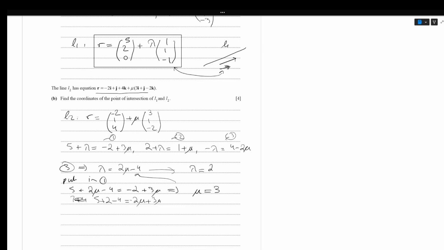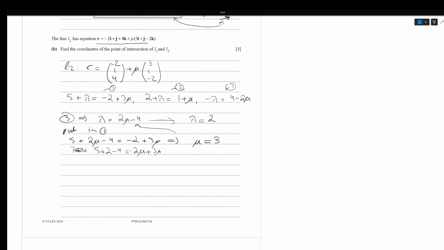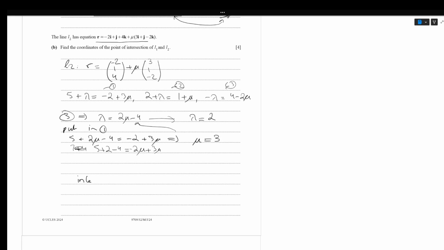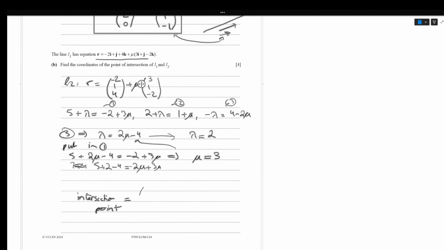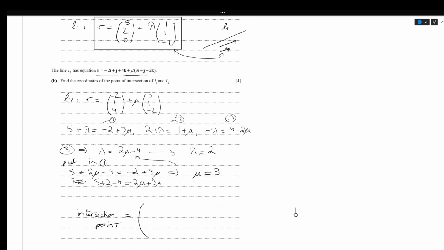के लैम्डा इज 2। तो जो कोऑर्डिनेट्स हैं इंटरसेक्शन पॉइंट के, वो मैं L2 में म्यू को 3 या फिर L1 में लैम्डा को 2 दोनों से निकाल सकता हूँ। इन एनी केस यू कैन वेरीफाई कि दोनों सेम ही आंसर देंगे। 5 + 2 is 7। मैंने ये इक्वेशन यूज़ की है, 5 plus lambda for the x coordinate 7, then 2 plus lambda is 4, and minus lambda is just -2. (7, 4, -2) will be our intersection point.